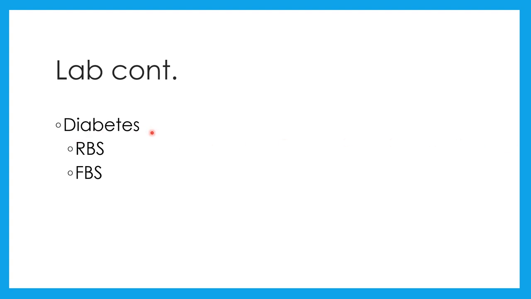In diabetes, we know diabetes could be the cause. So we have a random blood sugar done, and if it is diagnostic, fine. If it's not, we have a fasting blood sugar done. We just want to be sure. And of course, urinalysis will help, but urinalysis is not diagnostic when it comes to diabetes. But it will give us a clue and set us in motion.